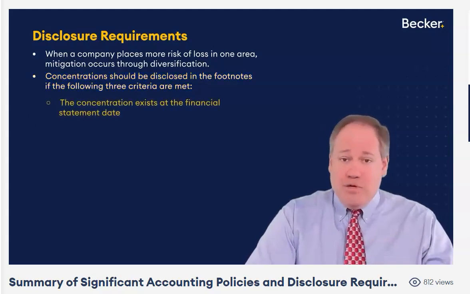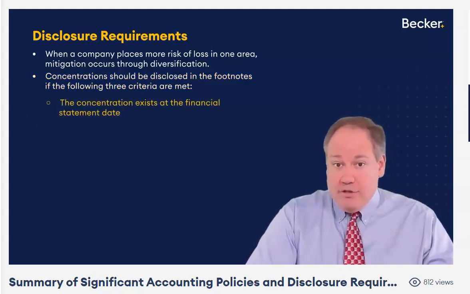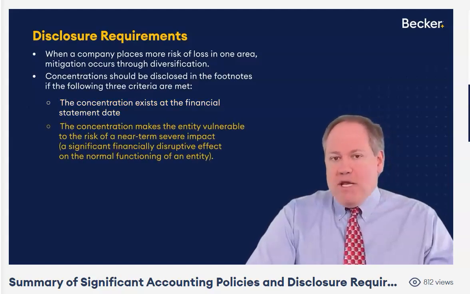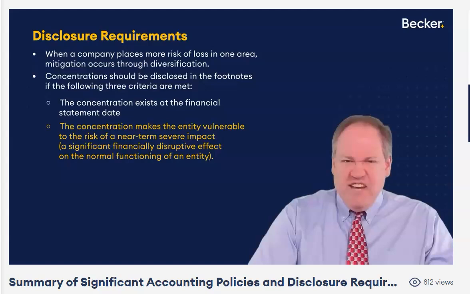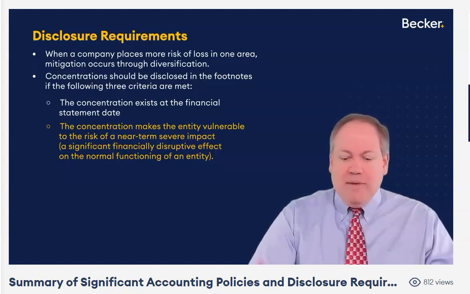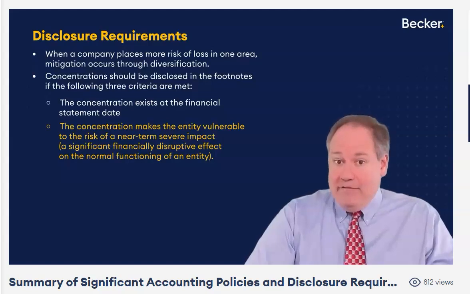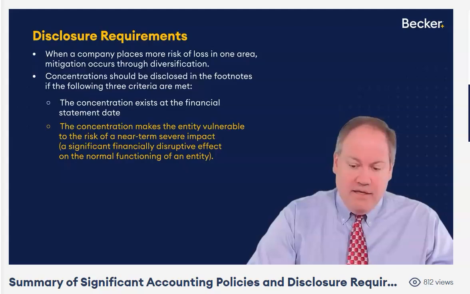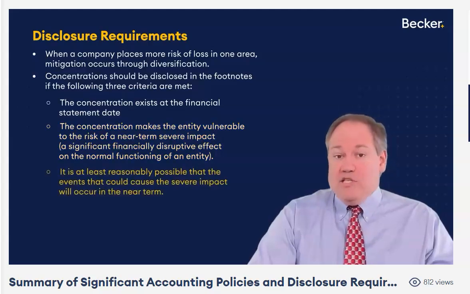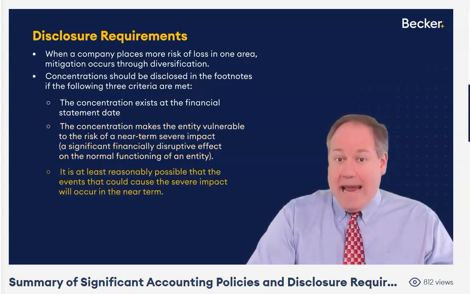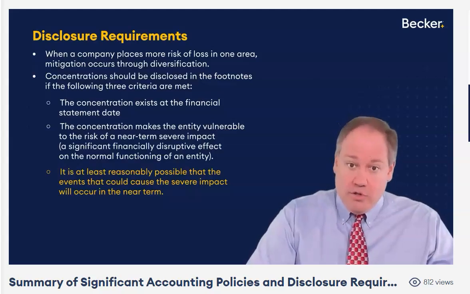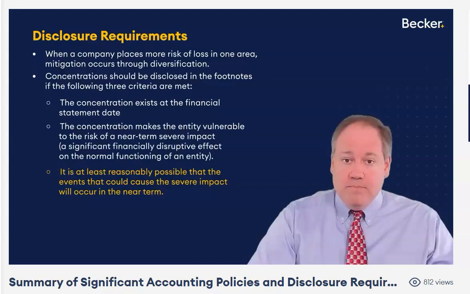First, that concentration has to be in play as of the balance sheet date. That makes sense. Second, it basically has opened up vulnerability to a severe adverse impact. So basically saying, if this risk that we can perceive were to come to life, it would be really bad. It's really going to adversely affect the entity. And we believe it's reasonably possible that actually is going to happen. So that's the vulnerability to a concentration of risk. That also must be disclosed in the footnotes.